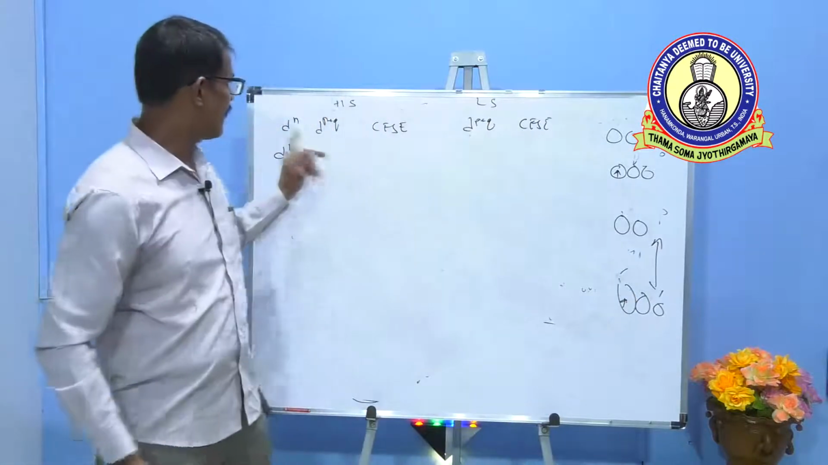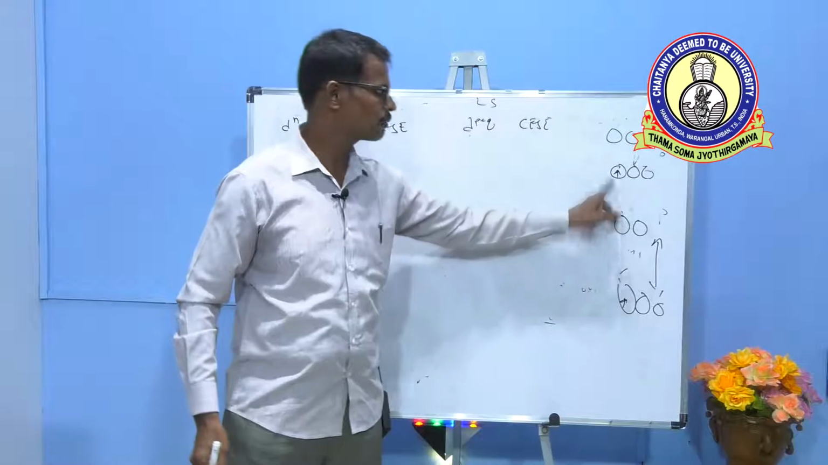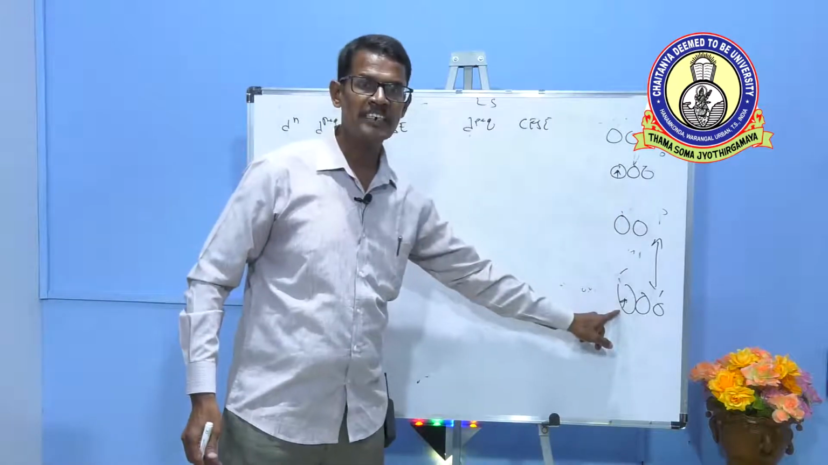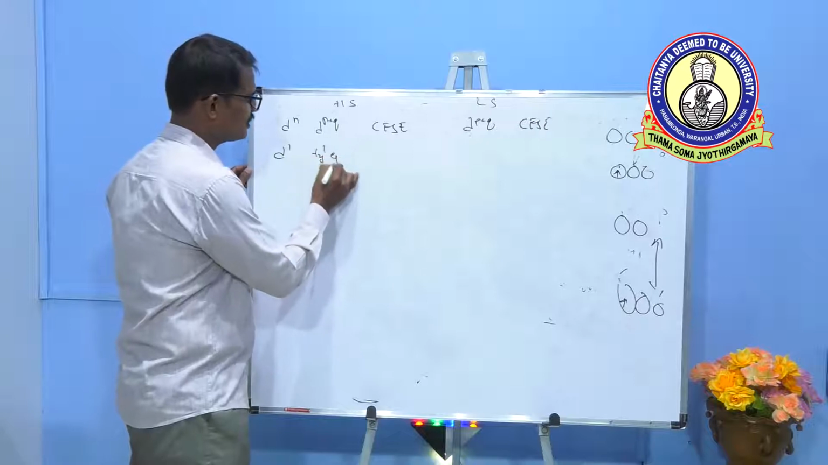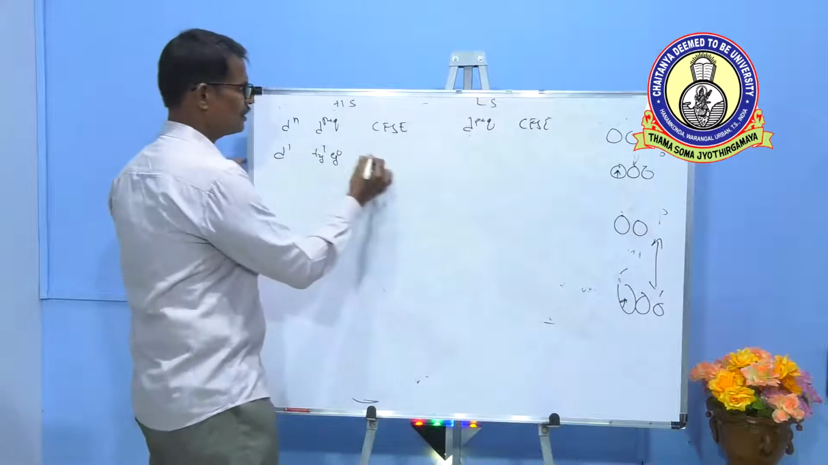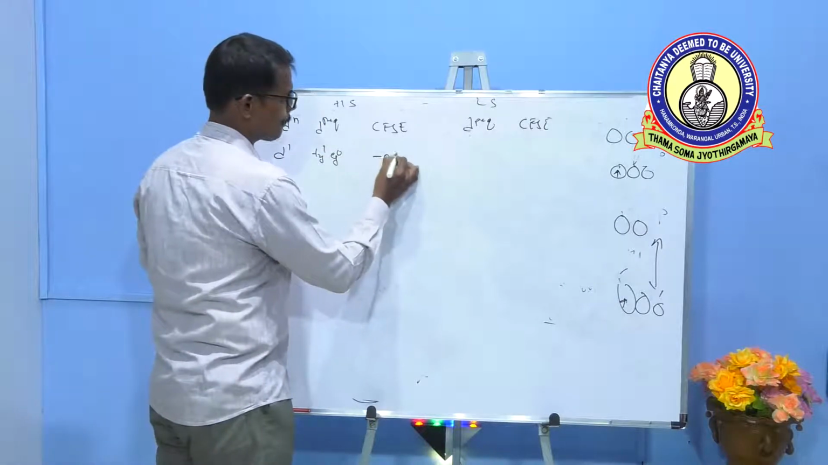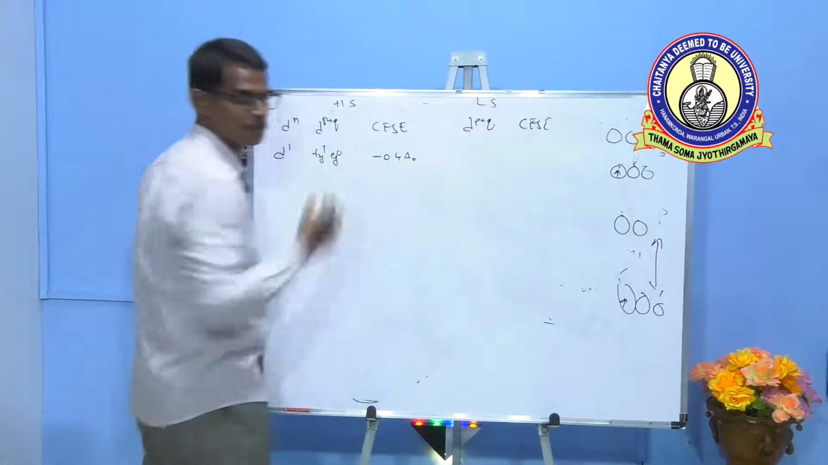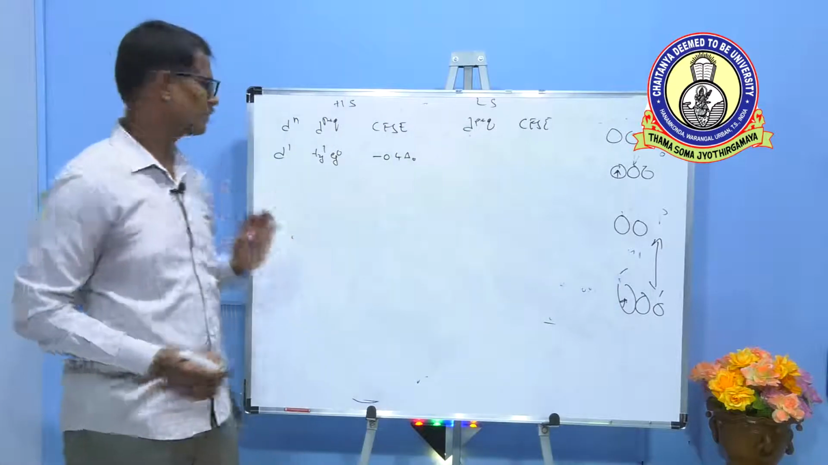Observe, in either the high spin case or the low spin case, the electron configuration is the same. For d1 it is t2g1, here also t2g1, so eg is 0. In low spin it is the same thing. If you apply this in the formula, it is minus 0.4 delta O. Low spin also has the same value.